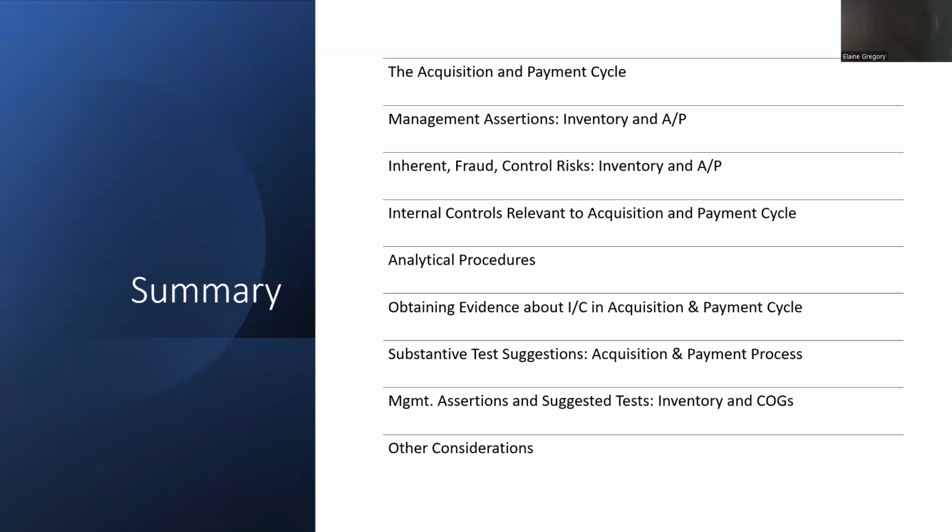Again, always be sure you're reading the full chapter. I'm just giving you the highlights, and so you need to go back and review the full chapter to understand it. And if you have any questions, please let me know, and I will see you in the classroom.